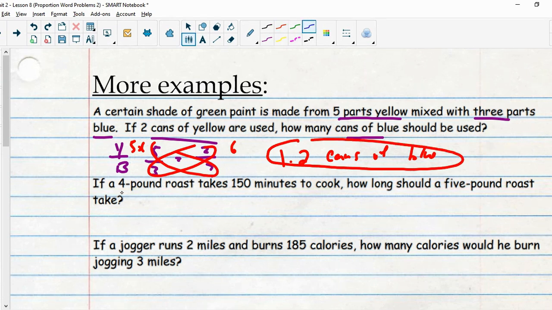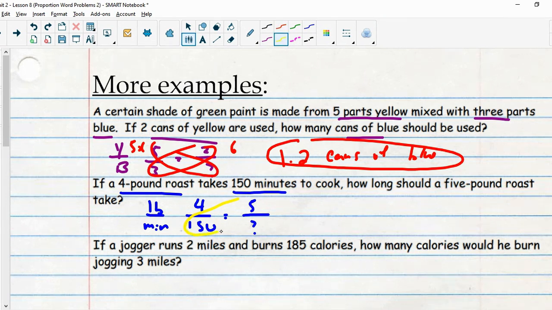Now let's go to blue. A 4-pound roast takes 150 minutes to cook. Now, a roast is just like beef, roast beef. That's what they mean. So a 4-pound roast, what are we comparing here? Pounds to minutes, right? A 4-pound roast takes 150 minutes to cook. 5 pounds would take how long? So multiply. Why is it yellow? I meant to do red. It's okay. I like yellow. It's our school colors. 5 times 150 is 750, I believe. 750. I hope you can see this.